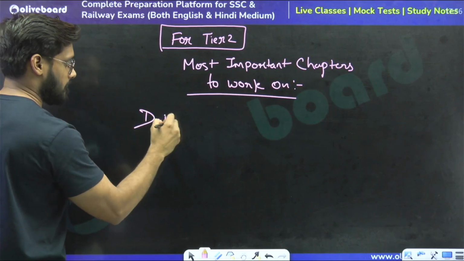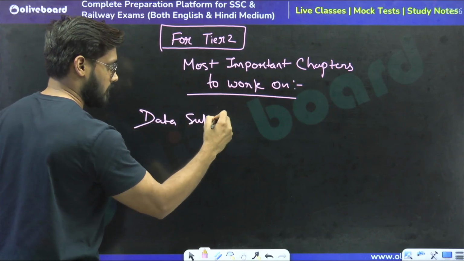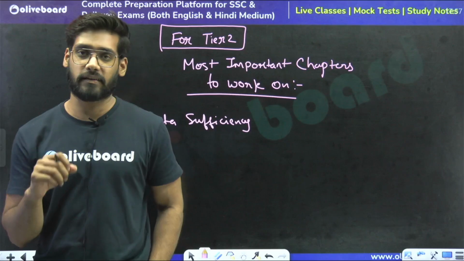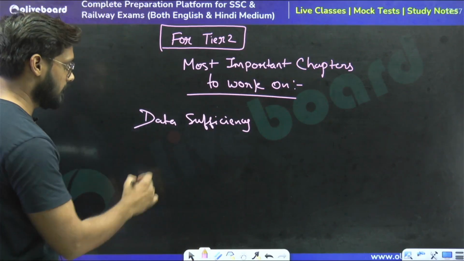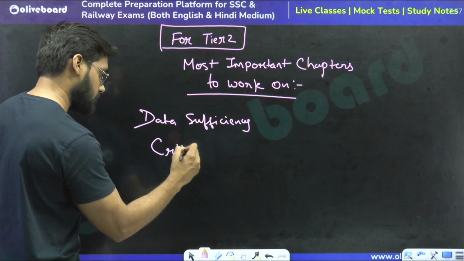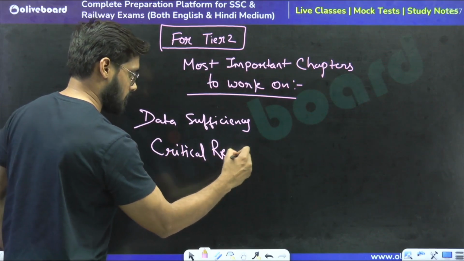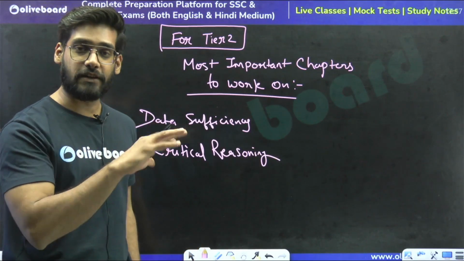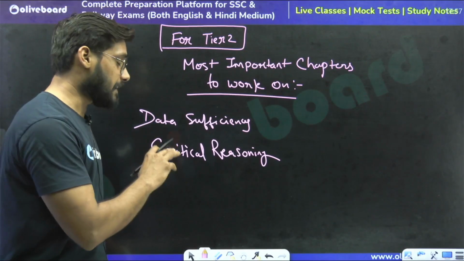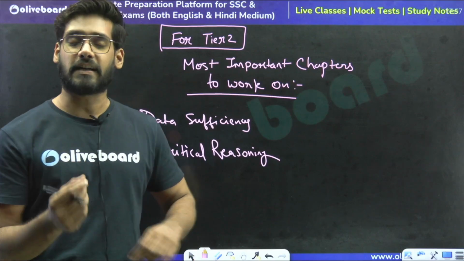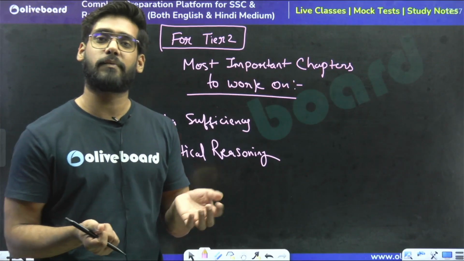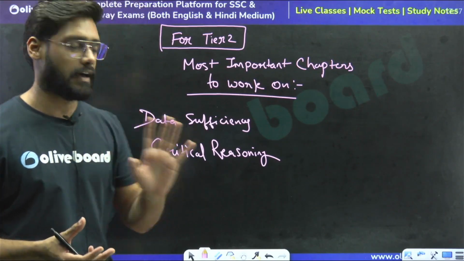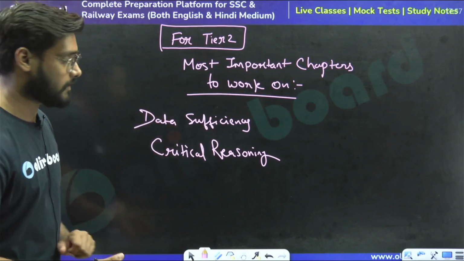Data sufficiency, most important one. The weightage of this chapter is very high in the tier 2 examination. 2 questions can be asked easily. Critical reasoning. You can easily get at least 3 questions from this chapter. Critical reasoning comprises many chapters like statement assumption, statement conclusion, statement argument, course of action, assertion reasoning, and statement inference. Many chapters are included in this single portion, critical reasoning.